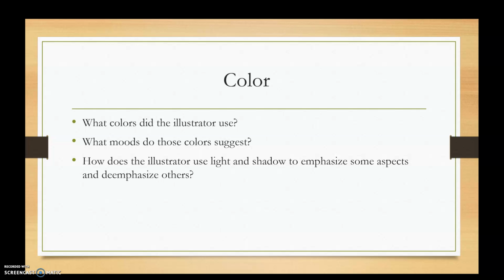So what colors does the illustrator use, right? If we have greens or we have blues, what do these colors suggest? When I think of blue, I think of something really peaceful and calming. When I think of green, I think of this emphasis of nature. How does the illustrator use light and shadow to emphasize some aspects and de-emphasize others? Maybe in your particular version of Alice in Wonderland, I know mine is in black and white. And so the emphasis is really the sketching, the amount of darkness I see in the caterpillar is emphasized over that of the mushroom or even Alice. So maybe it's those kinds of things.